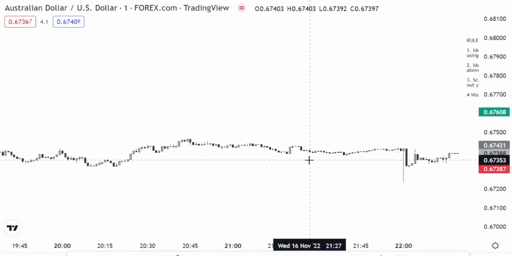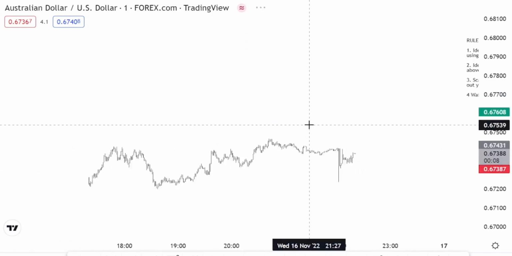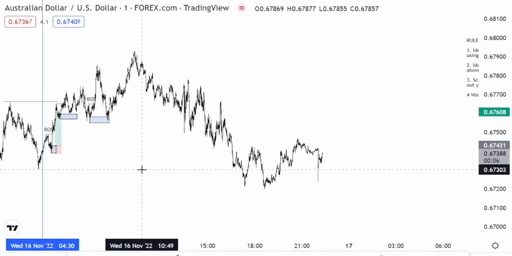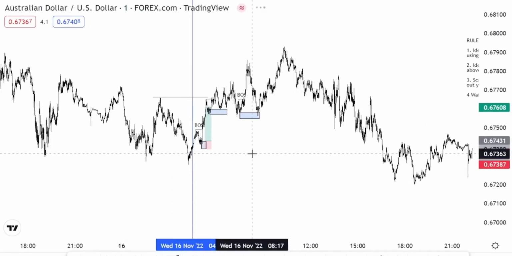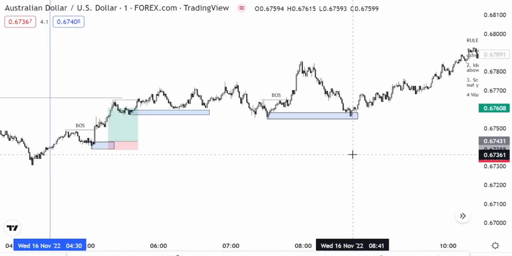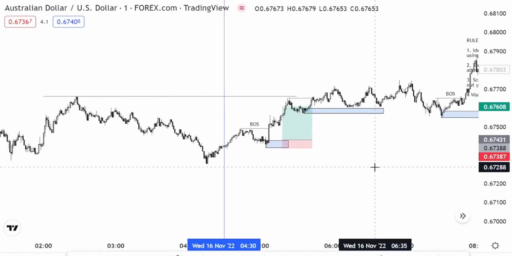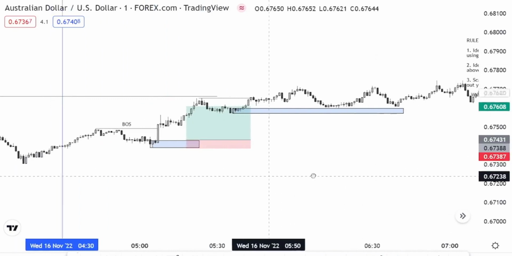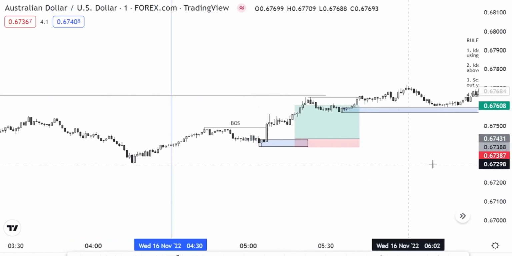Where is our target? We have to look for the M1 target. We have to go back to M1 and see. Aha, we are here now. Aha, take a look, guys.